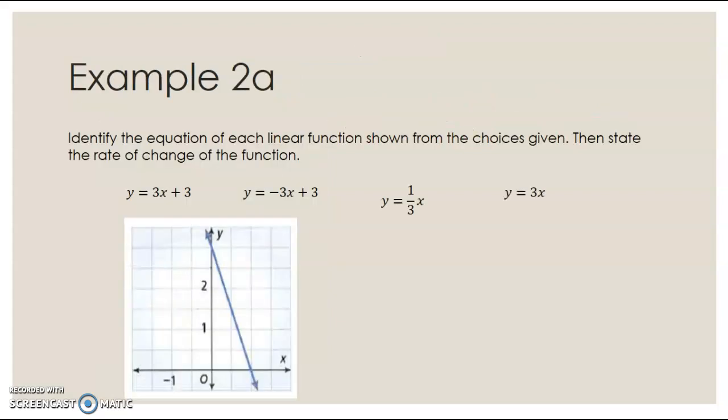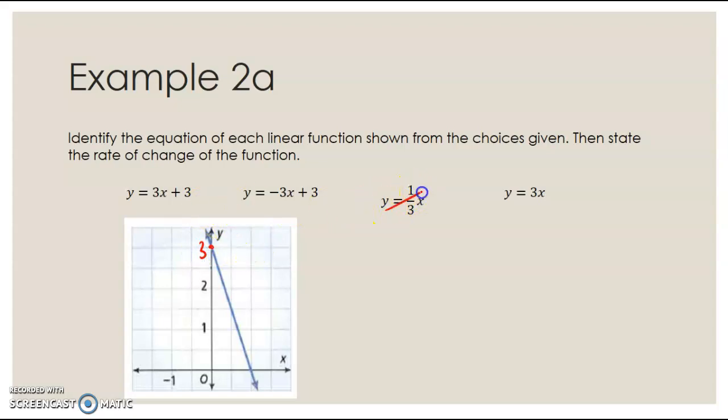So let's go ahead and do an example. So we're going to identify the equation of each linear function shown from the choices given, and then state the rate of change of the function. So when we're given equations, right, might as well start with finding that b. So that y-intercept. And in our case, that y-intercept, every 2 boxes is 1. So here's 1, 2. That means that this is sitting at 3.